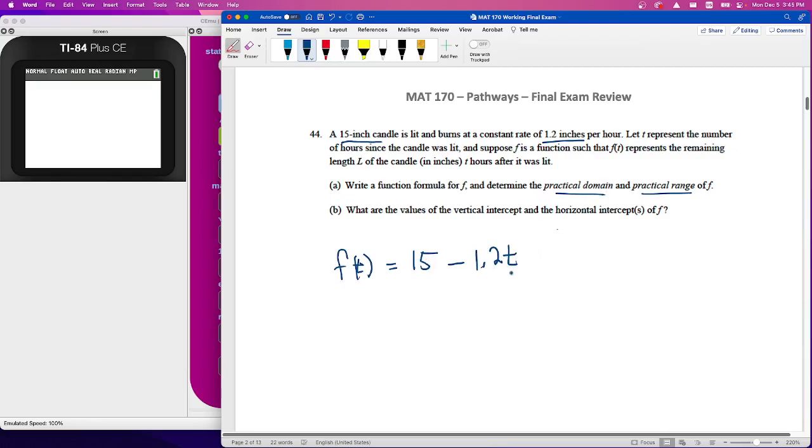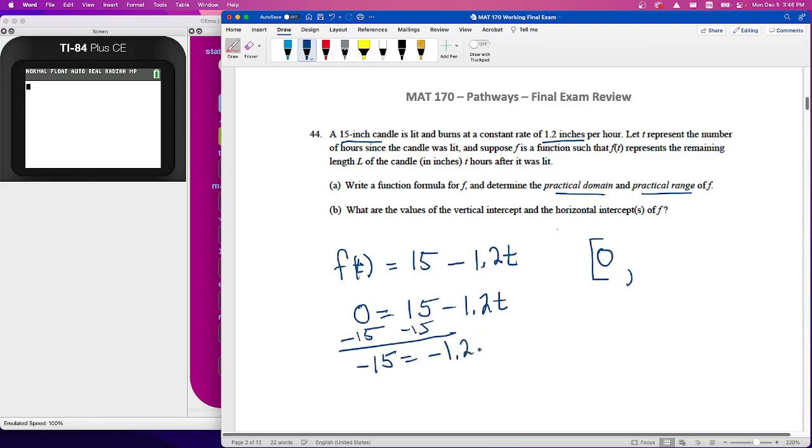Now the practical domain, that's talking about what t could be. Well, t starts out at 0, right? At the beginning, when you first light it, it's a 15-inch candle, and it'll go until the candle has nothing left. So to figure out how long this will burn, we've got to figure out when there will be 0 left. When is the y value 0? So 15 minus 1.2t equals 0. We'll subtract 15 from both sides. So that's negative 15 equals negative 1.2t, and then we'll divide both sides by negative 1.2.